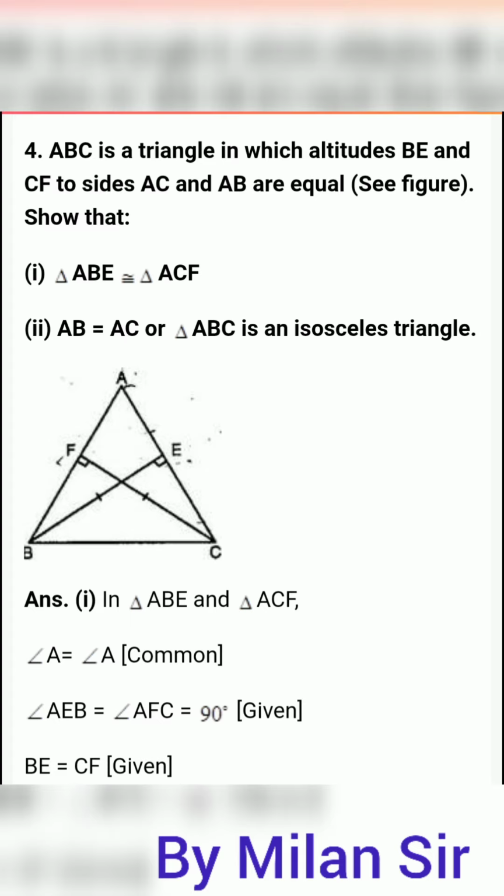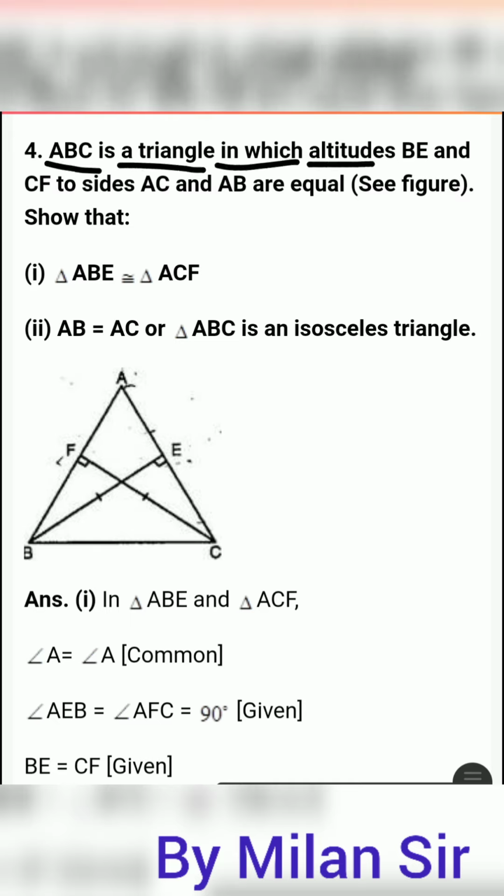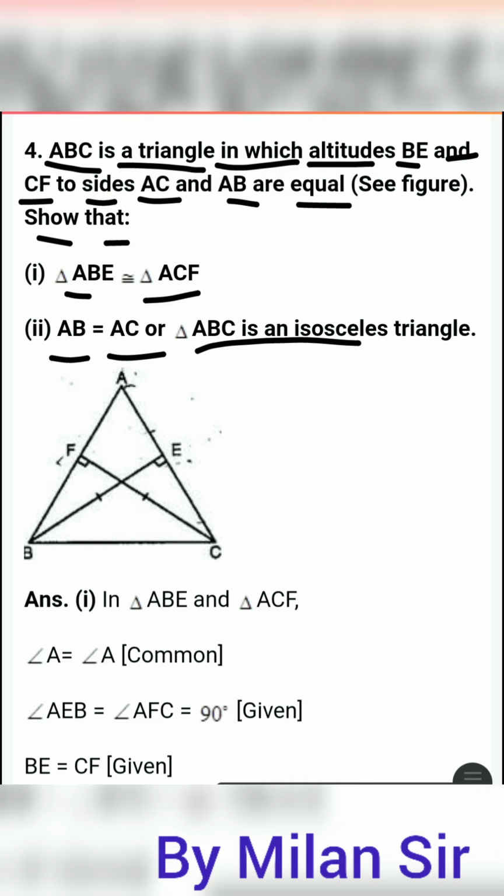So in this video, we start with question number 4. First of all, read this question. ABC is a triangle in which altitudes BE and CF, two sides AC and AB, are equal. Show that triangle ABE is congruent to triangle ACF. And second, AB is equal to AC. That means ABC is an isosceles triangle.